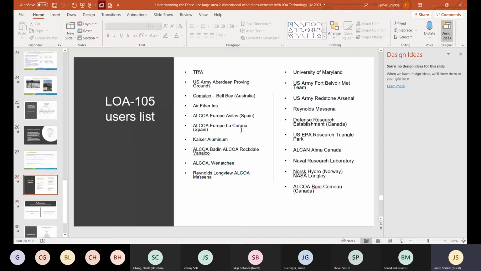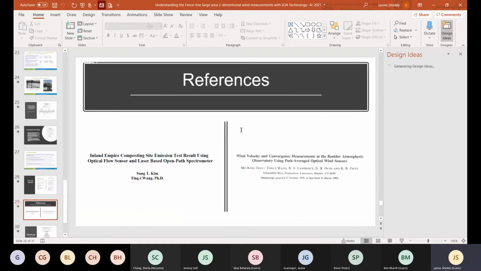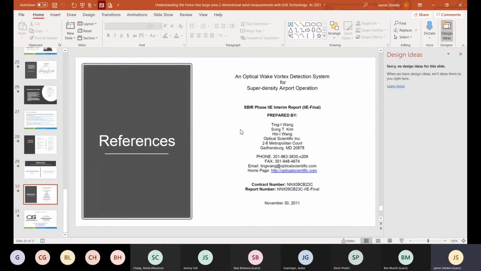And then this is our users list. We work with the military mostly, and Alcoa, and a lot of the aluminum smelters, and Navy research. A lot of our stuff is government funded research. And then these are just the references, the papers. I can always send you those papers if you want to see them. Some of them are a little technical, so unless you're a meteorologist, it's going to be hard to understand, but we could always go into more detail if you need to.